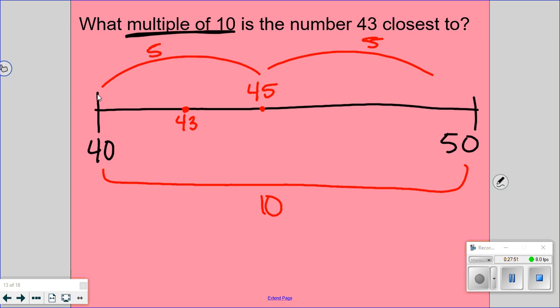All right, so now I know where 43 lives. Can I now tell which skip count is closest? What skip count is closest, Madison? 40. Draw an arrow. Way closer to 40. Way closer. Now let's write that in math language. 43 is about what? 40.